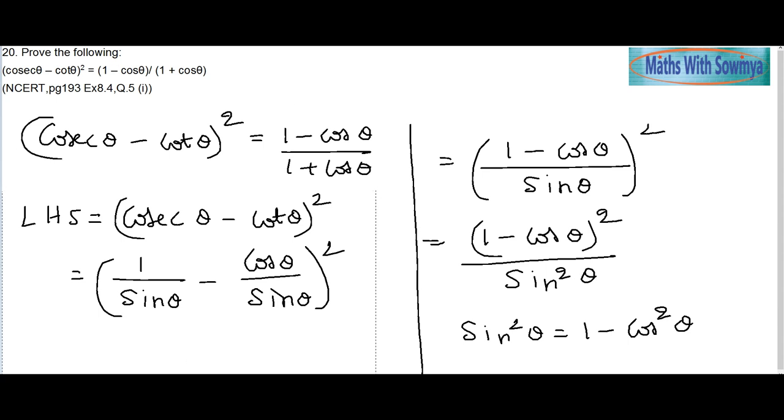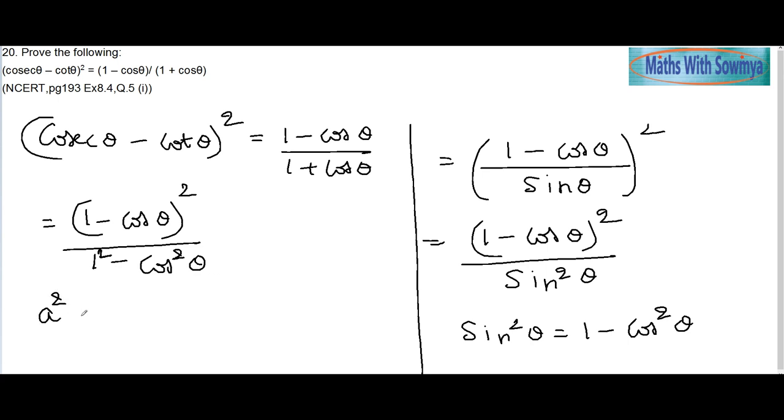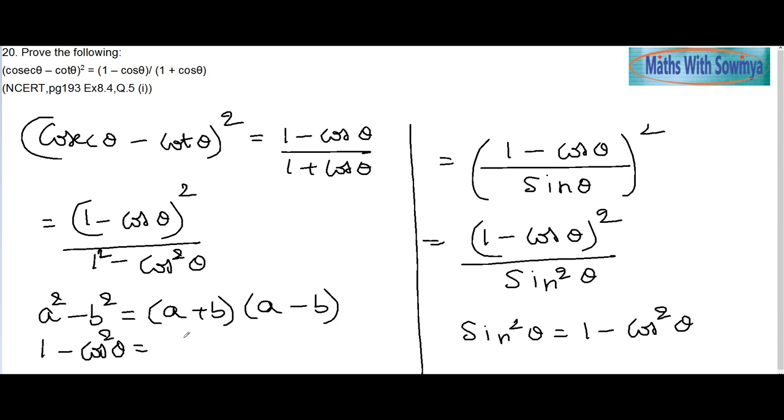So now we will just substitute the identity: (1 minus cos theta) whole square divided by 1 minus cos square theta. This is (1 minus cos theta) whole square. This is 1 minus cos square theta. 1 can be taken as 1 square also. Still, it does not change the value. This is a square minus b square. We know a square minus b square will give me (a plus b) into (a minus b). Similarly, 1 minus cos square theta can be written as (1 plus cos theta) into (1 minus cos theta), and also (1 minus cos theta) whole square.